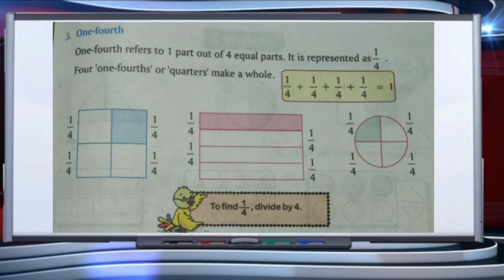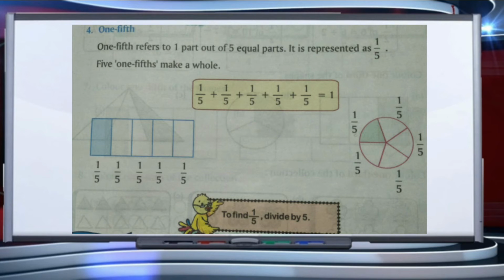Next is 1/5. 1/5 refers to one part out of 5 equal parts. It is represented as 1 by 5. 5 1/5 make a whole. Means if I add 1 by 5 for 5 times, then it will become 1. Like here we are having the rectangle and cut it into 5 parts. So 1 by 5 is the fraction of each rectangle. So these are the fractions, how we have to find the fraction.